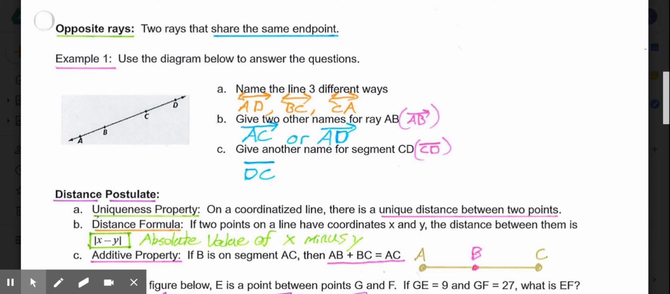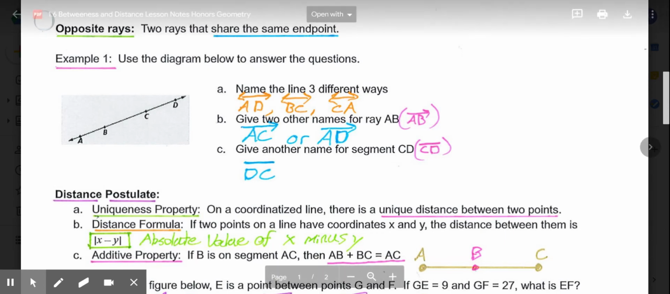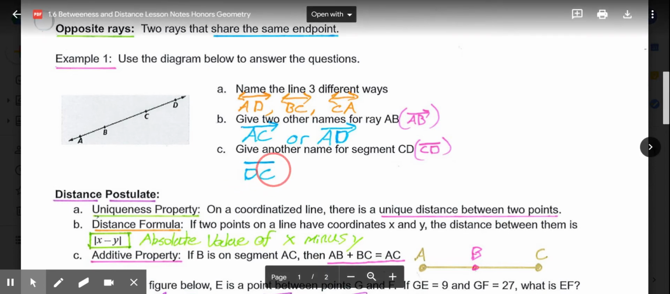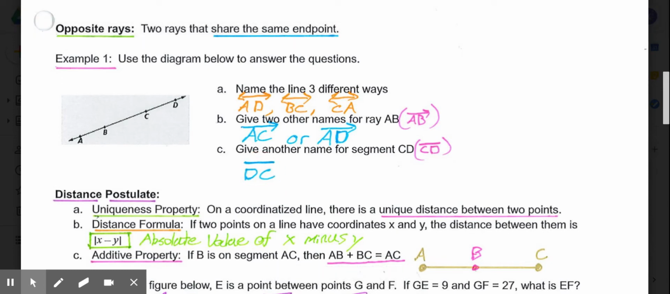And then another name for segment CD. So the symbol would be this, segment CD. With a segment, we name it by the endpoints in any order. So we could also name that segment DC.